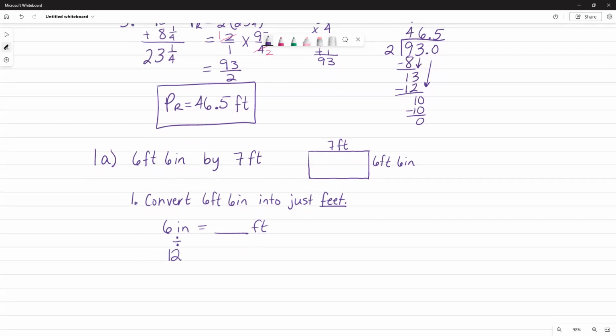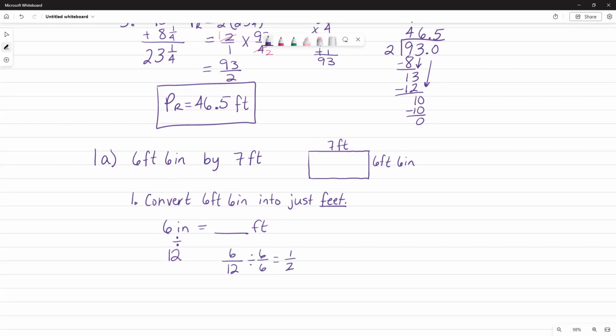So 1 foot is 12 inches. That means this is 1 divided by 12. Excuse me, 6 inches. Sorry, the part that I was given. So 6 inches divided by 12, and then it just reduces. 6 goes into both of these, and we end up with 1/2.